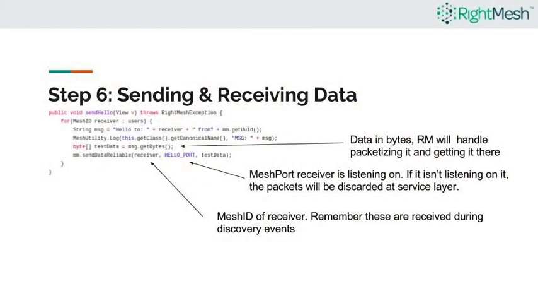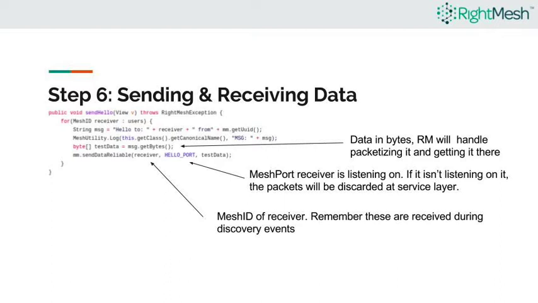The data sending and receiving functions work similarly. So this is the sending function. The key thing here is the send data reliable function. This takes the mesh ID that you want to send to, and this would do a unicast send from the source to the destination. The source would be the device that you're running this on. The destination is the receiver mesh ID that you probably would have got from that discovery function, and you tell it the port that you want to send it to.